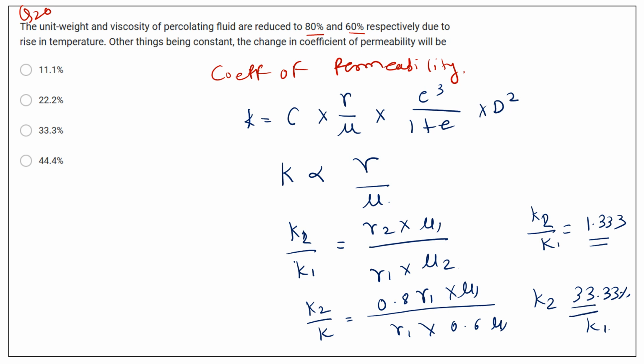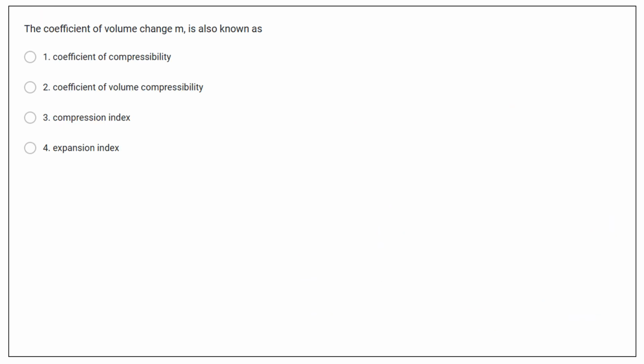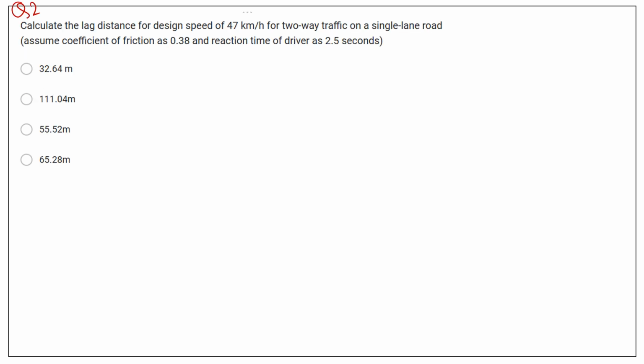Okay, so here the 33.3 is available in option number C. Option third is correct for question number 20. The next question, number 21. The coefficient of volume change MV is also known as coefficient of volume compressibility. So second option is correct. The next question, question number 22.